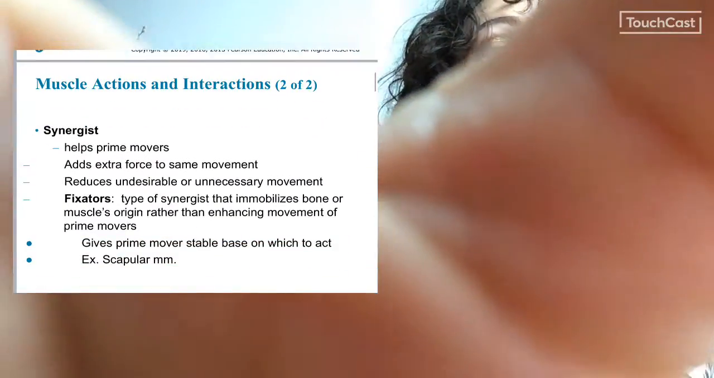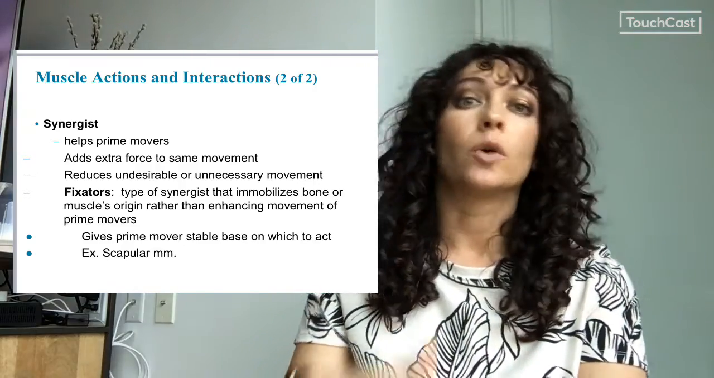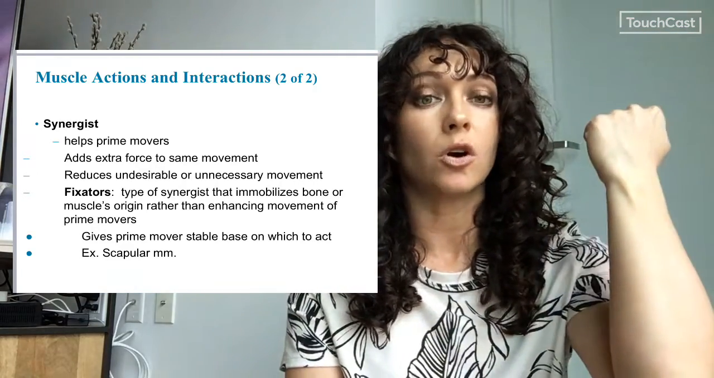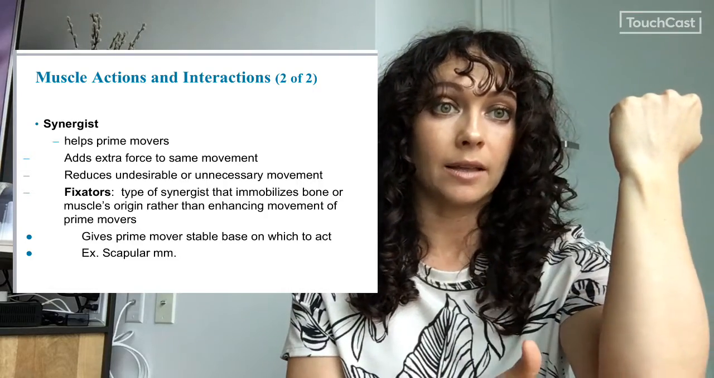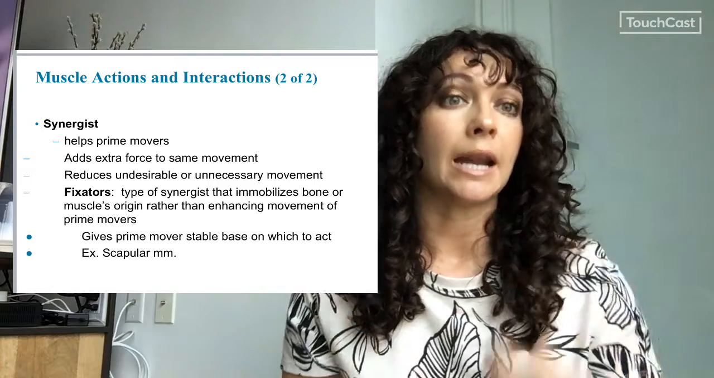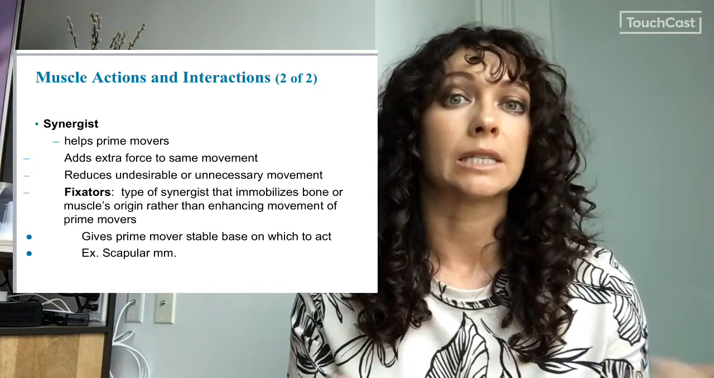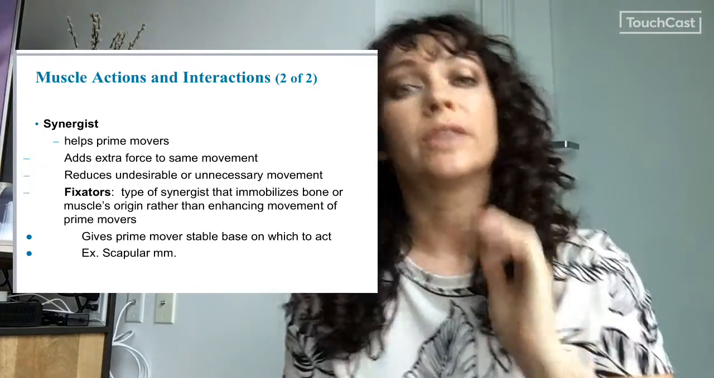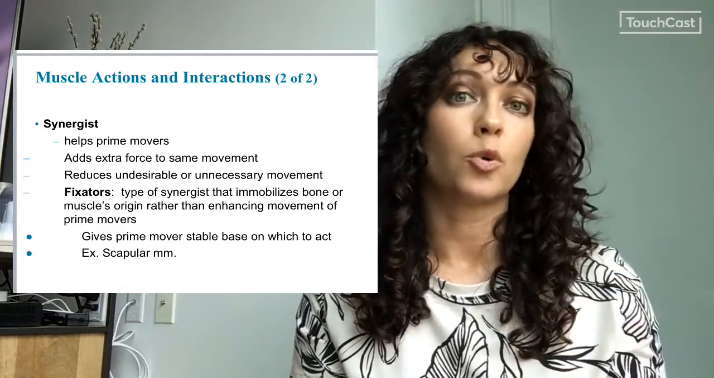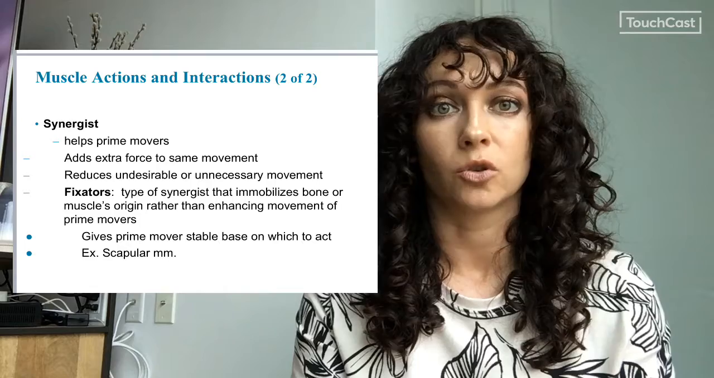In this same example, our synergists are going to help the prime mover. So in the case of a bicep curl, we have a brachioradialis and a brachialis muscle that lie underneath the bicep, and they are just going to add extra force to that same movement and assist it in any way that it needs. When we think of synergy, we think of teamwork and helping and being supportive, and that's exactly what our synergist muscle groups do.